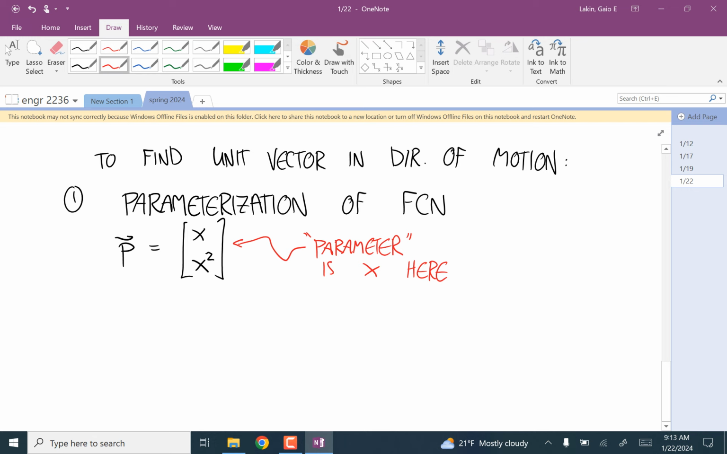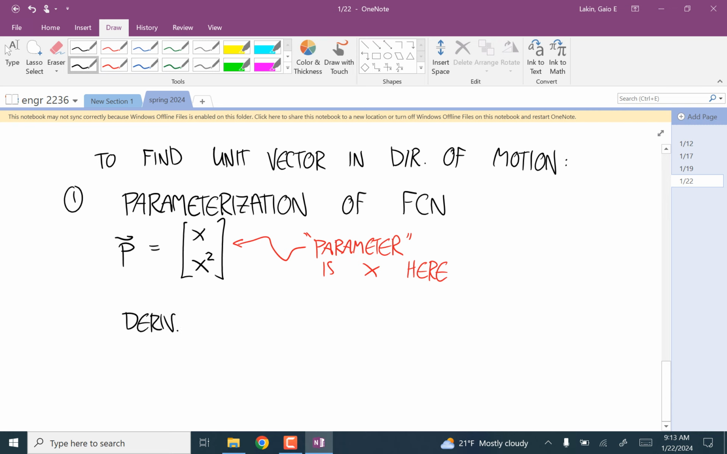Well, it turns out that with any parameterization, if you take a derivative with respect to the parameter, it doesn't matter what the parameter is, it's going to give you a vector that's tangent to the path, which is what we want, in the direction of the parameter increasing, okay?